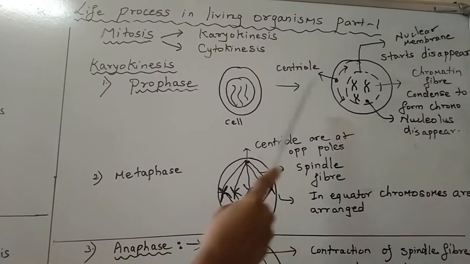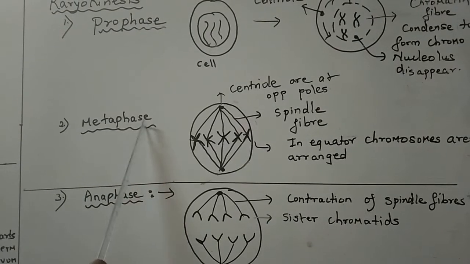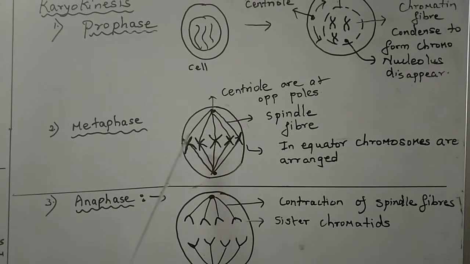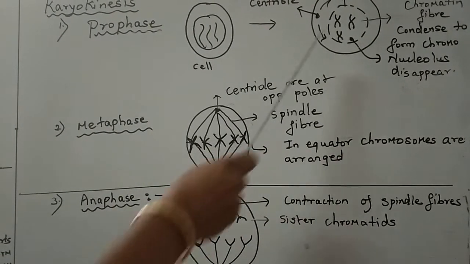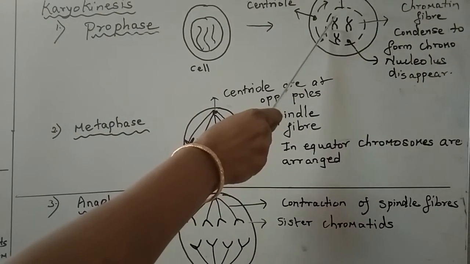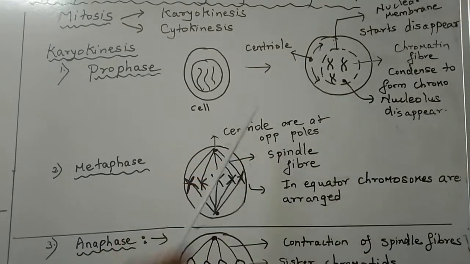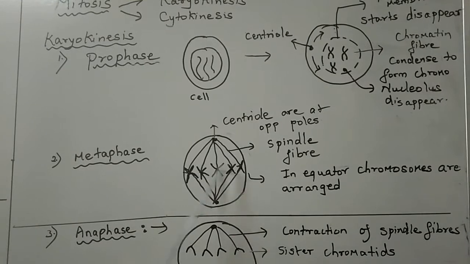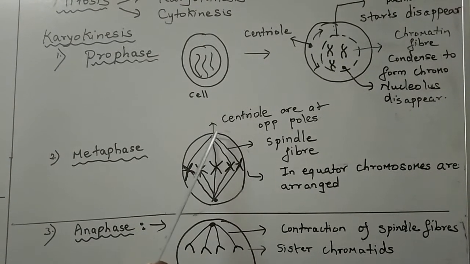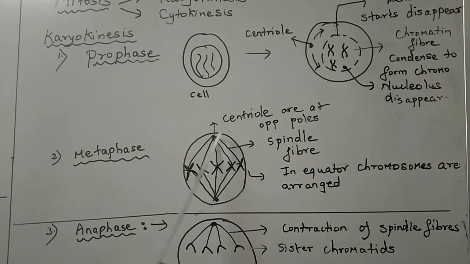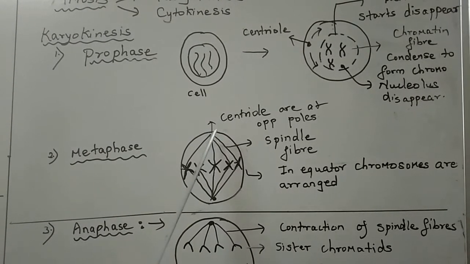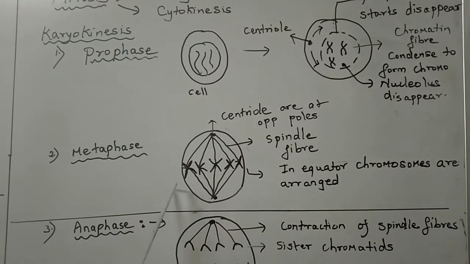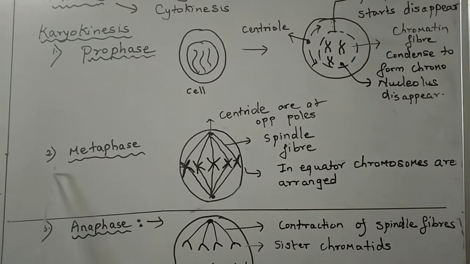Now the next step is metaphase. Now in metaphase, what will happen? The chromosomes will arrange themselves in the equatorial plane. So here the chromosomes which were formed in the earlier phase, that is prophase, will arrange themselves in the equatorial plane, and a spindle fiber is formed over here, and the centrioles have arranged themselves in the North Pole and South Pole. So this step will be called metaphase.